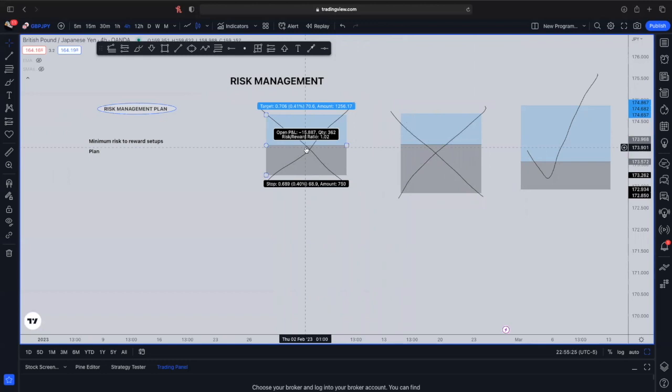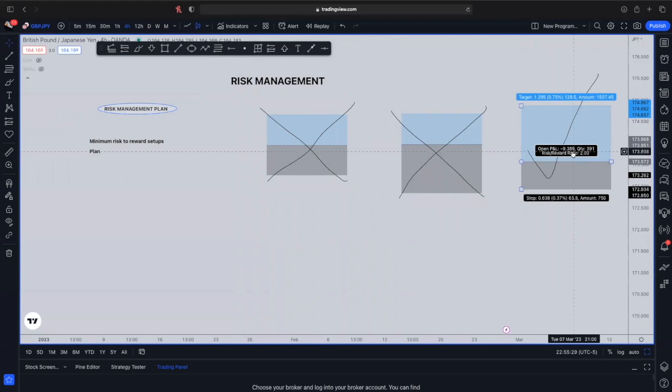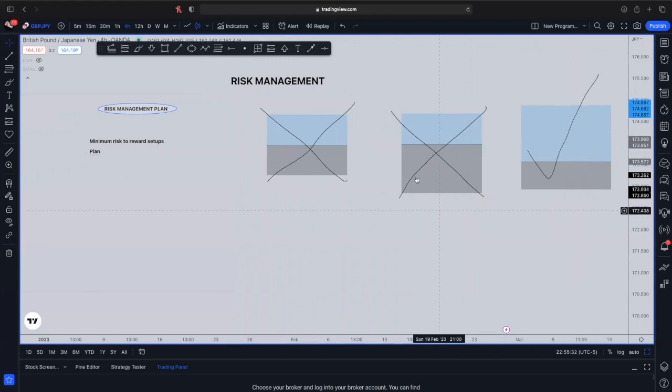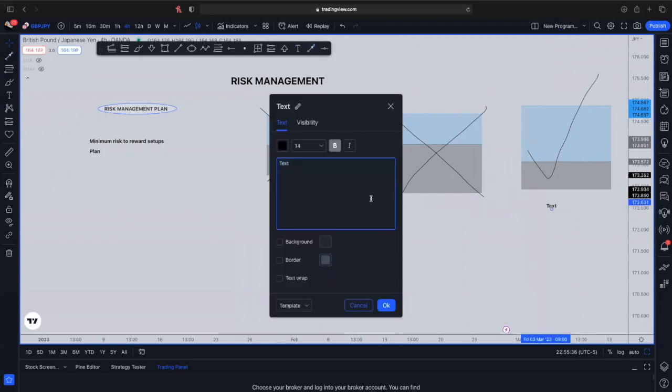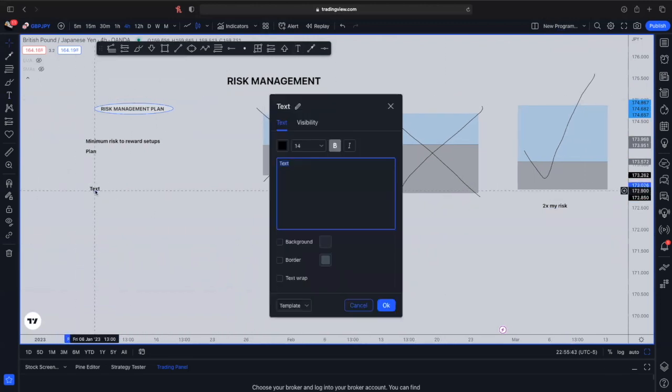So when you're basing a trade, I do not like to take anything under a 2-to-1 risk to reward ratio, meaning that I'm gaining two times my risk. Okay. Now, what is risk? Risk is how much of a percent of your account you send in a trade.